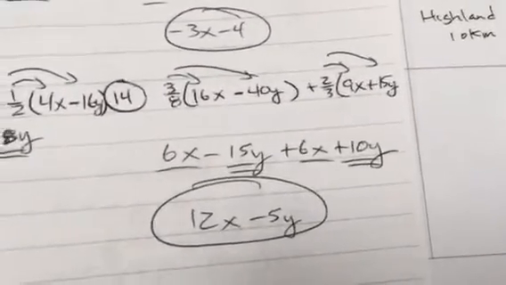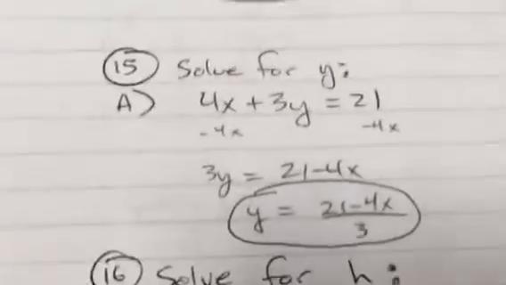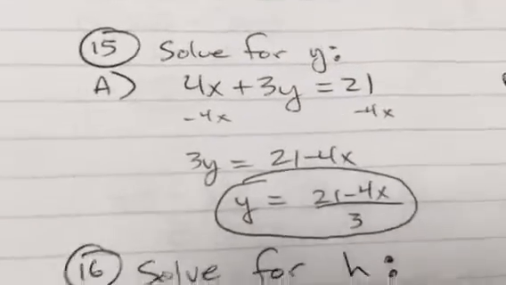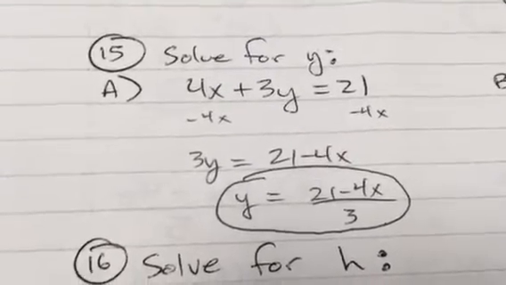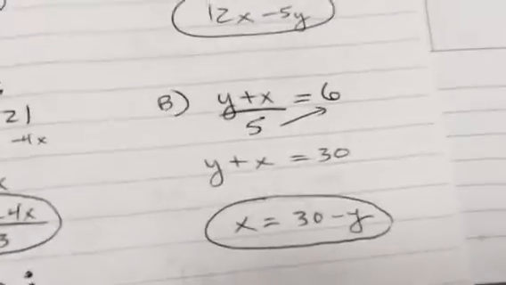14 here, do some distribution, add like terms again. So this is pretty much identical to your first review. So hint, hint, wink, wink, guys. This is what your quiz is going to look like. Subtract 4x from both sides and then divide by 3 to solve for y.